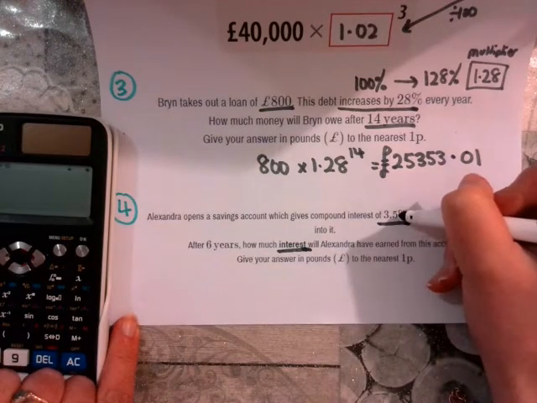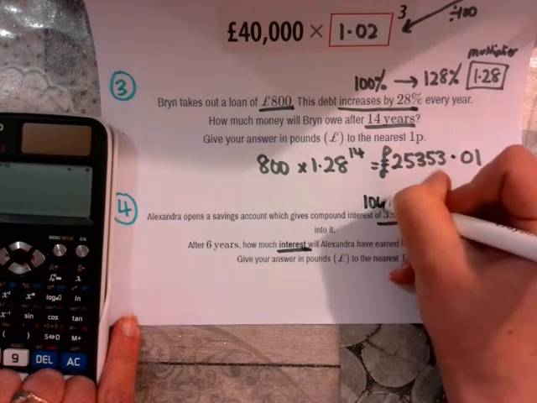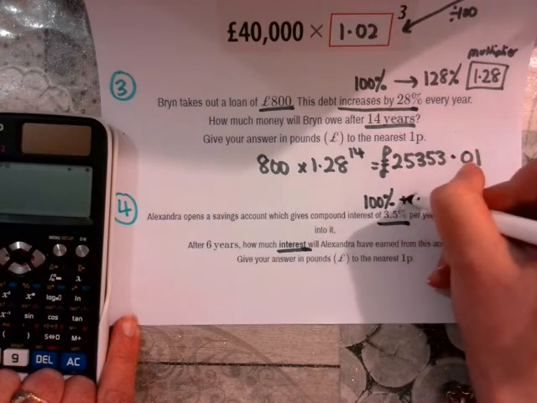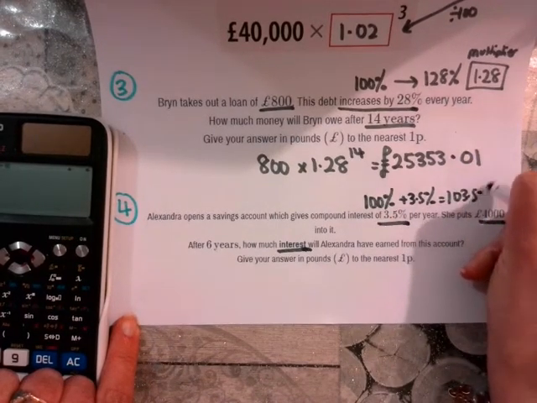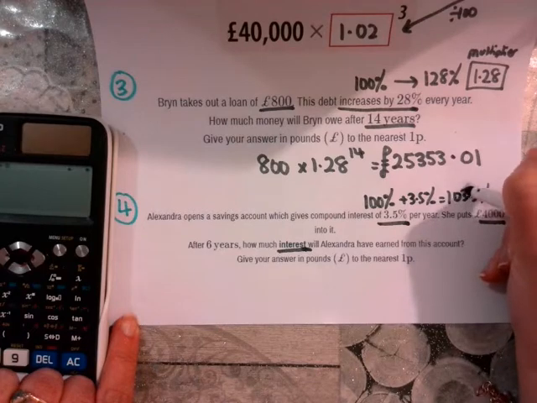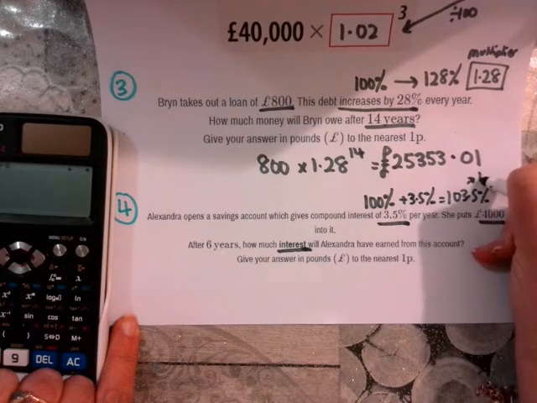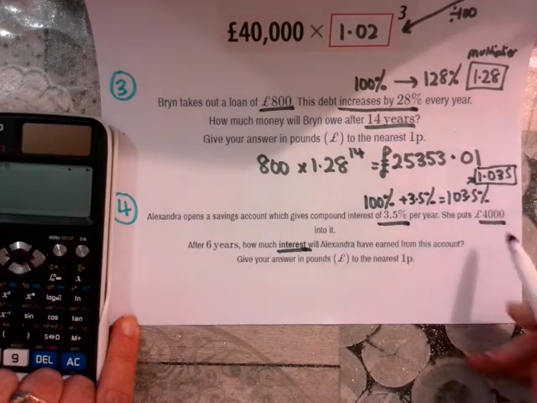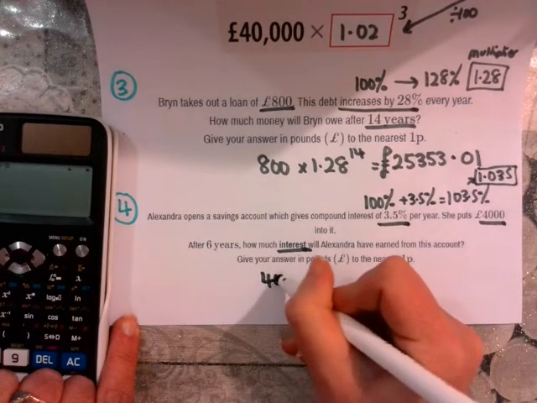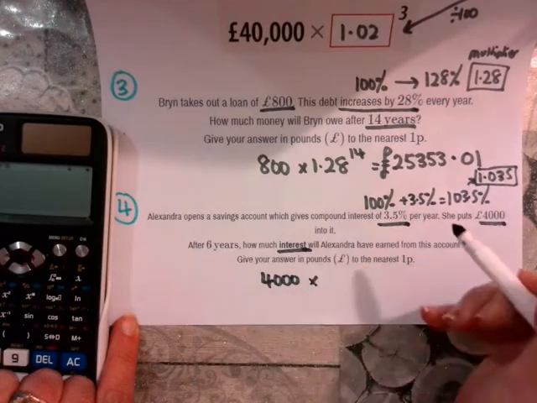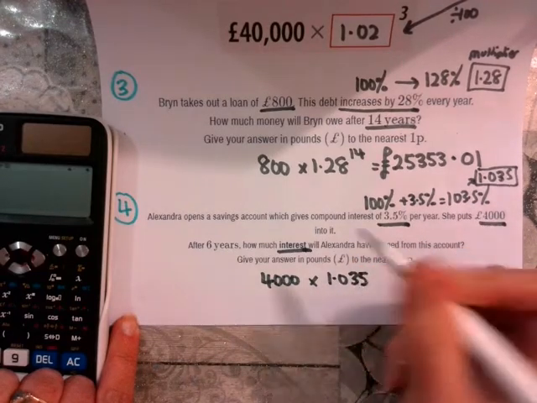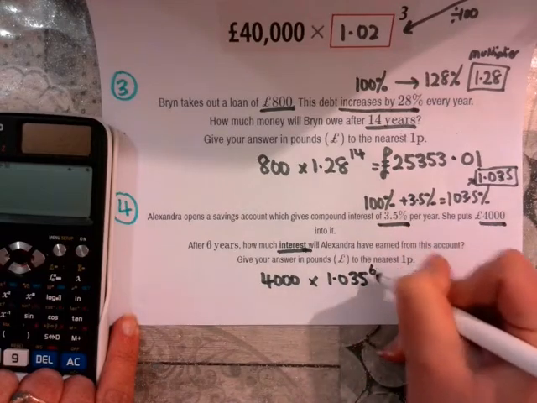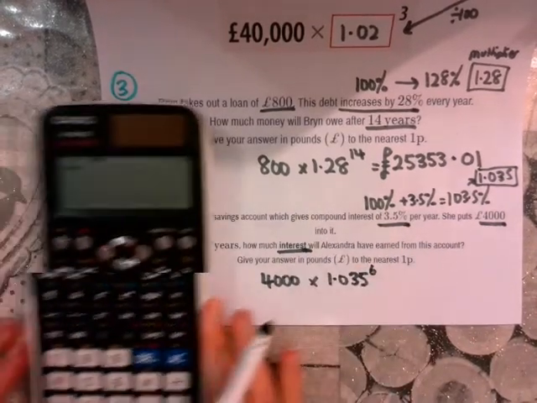So it's 3.5%, so it would start on 100. I'd have to add on 3.5, so that would be 103.5. Divide that by 100, so move the point back. So 1.035, there's our multiplier. So it's going to be 4,000 times 1.035 to the power of 6, because it's for 6 years, so let's work out that.